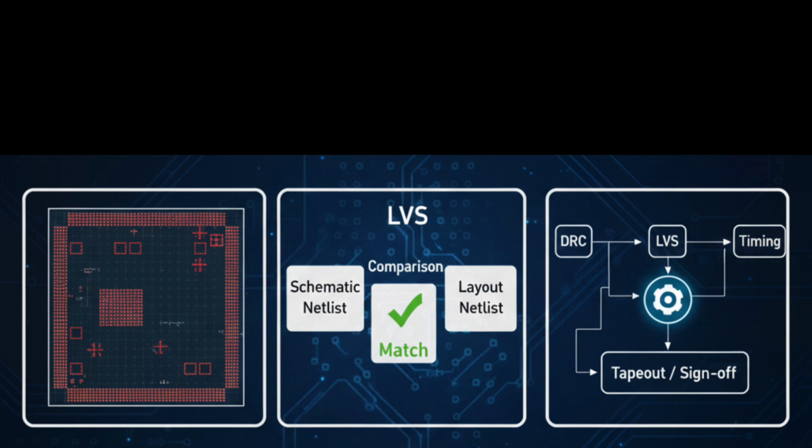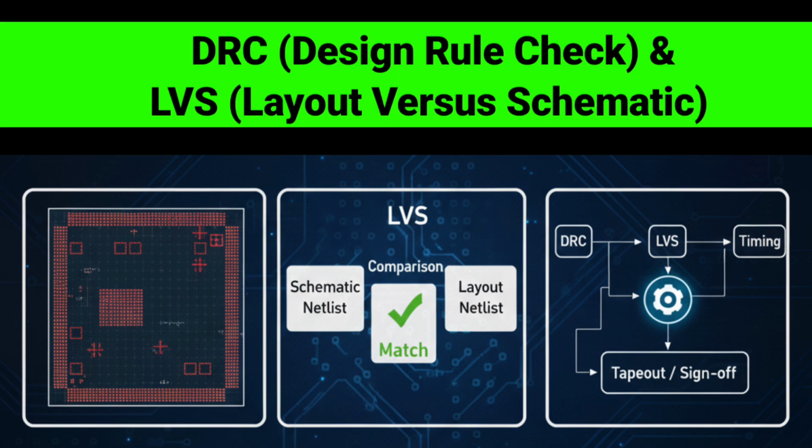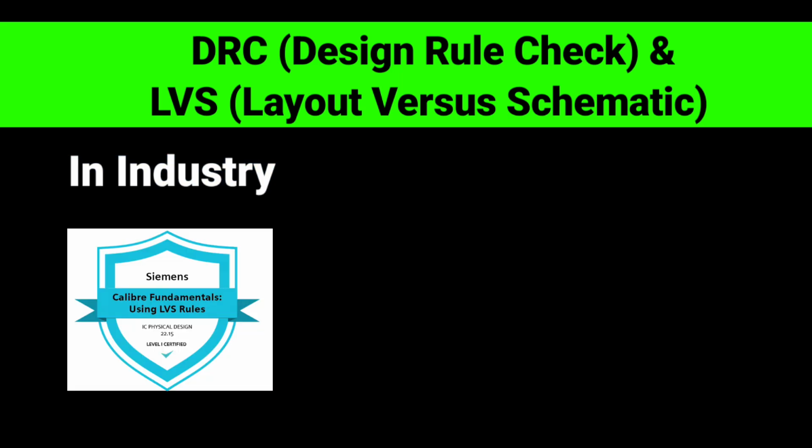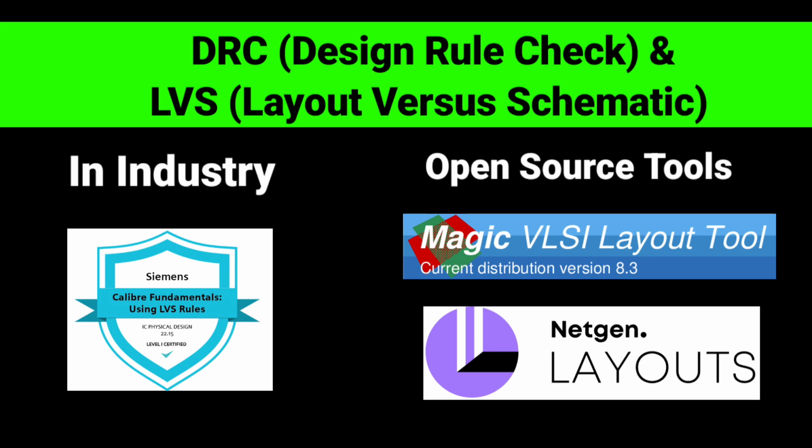Now, before a chip is finalized, checks are done. This is DRC and LVS. In industry, Calibre is widely used, but for learning, Magic and Netgen allow you to understand what the checks actually mean.